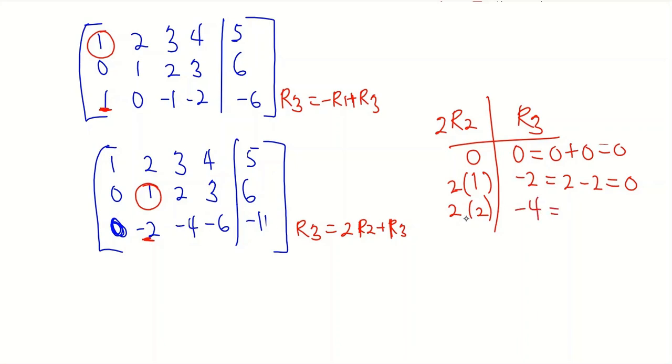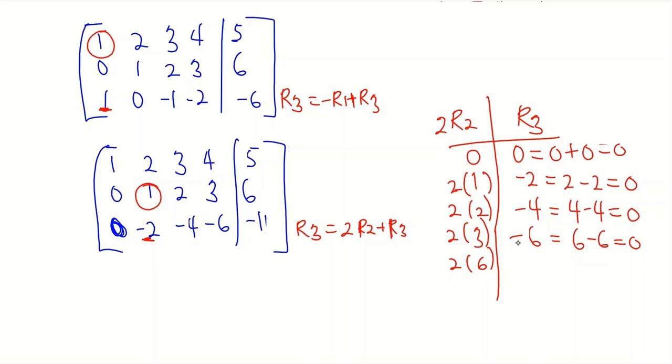And so 2 times 2 is 4, minus 4 is equal to 0. Now we continue with the next element in row 2, that is 3. So 2 times 3, and then the next element in row 3 is minus 6. And so 2 times 3 is 6, minus 6, we get 0. And then we continue with the next element, we have 6.